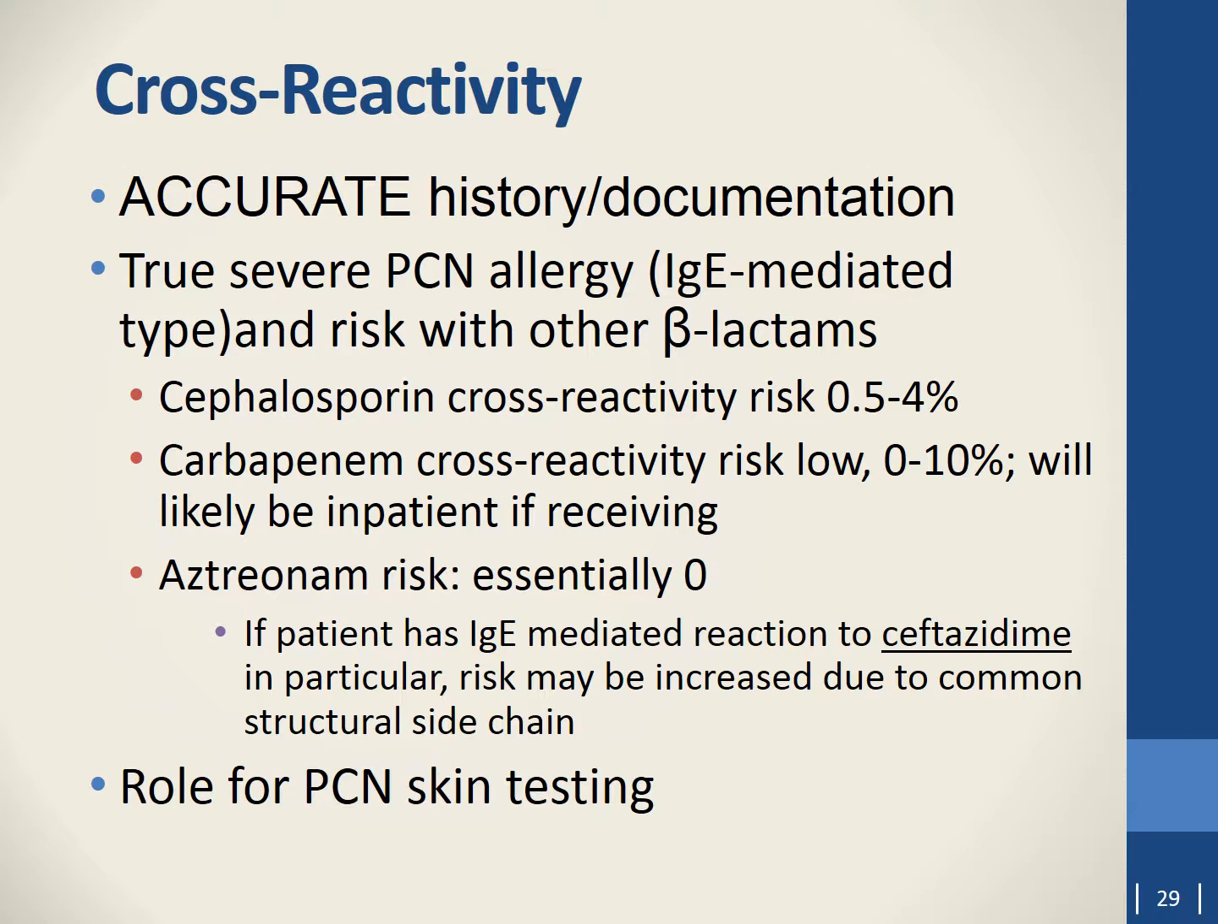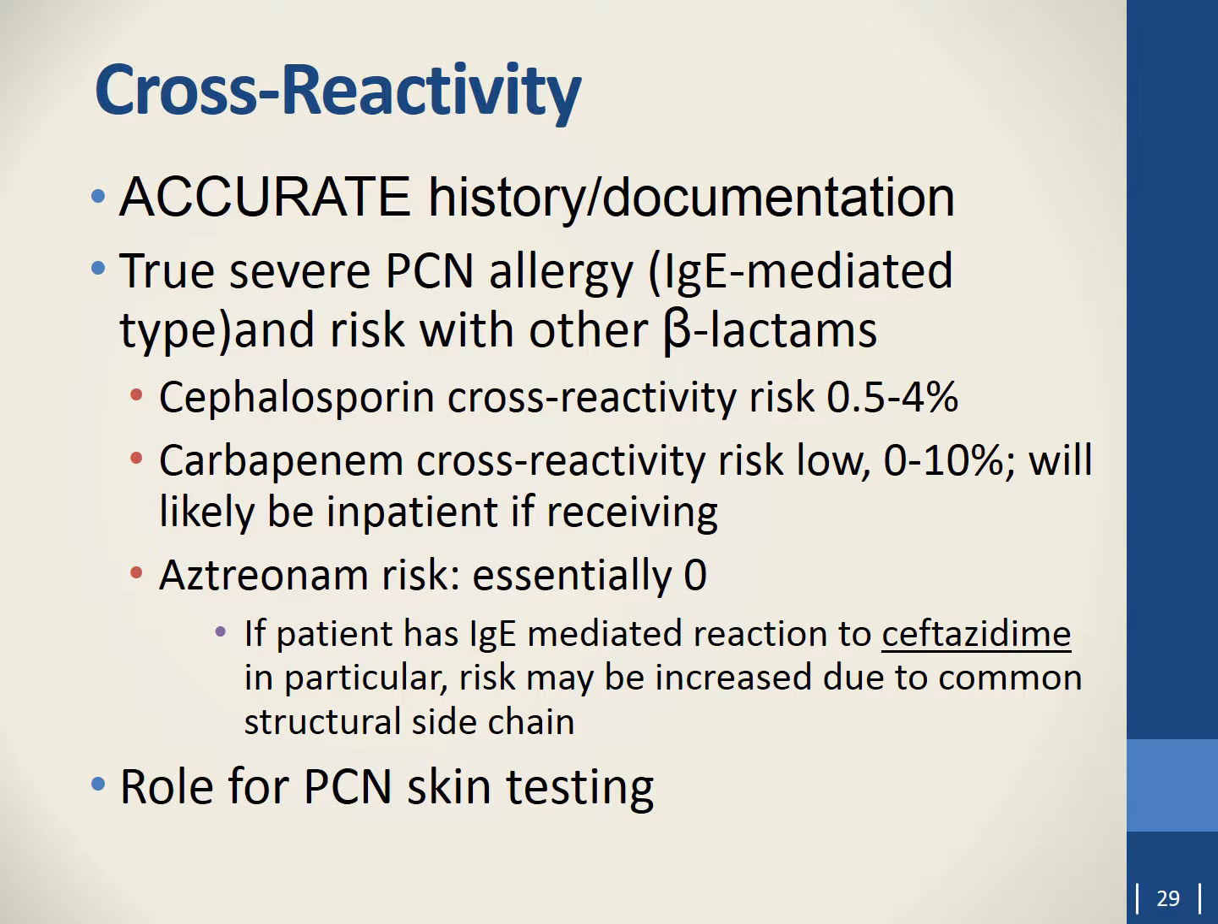But a true severe penicillin allergy, so an IgE-mediated type, angioedema, big hives, throat swelling, tongue enlargement, there is a cross-reactivity risk with other beta-lactams that we should definitely appreciate. So the cephalosporin cross-reactivity risk is actually quite low, so 0.5 to 4%. So in the inpatient setting, most providers are comfortable giving a cephalosporin to someone with a mild to moderate penicillin allergy. If you get angioedema or anaphylaxis, we're probably still going to look for another agent. For carbapenems, again, it's low, 0 to 10%, depending on what study that you look at. And for those, patients will likely be inpatient if they're receiving them, simply because they're IV only.